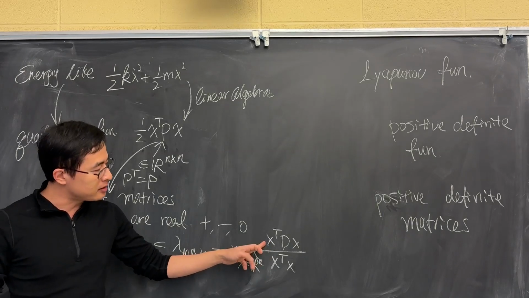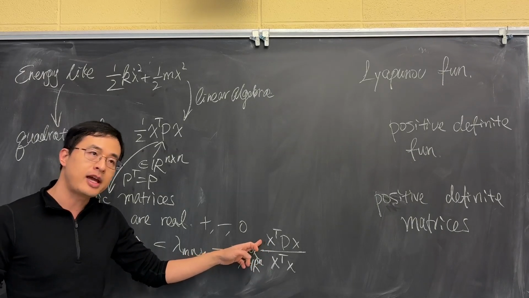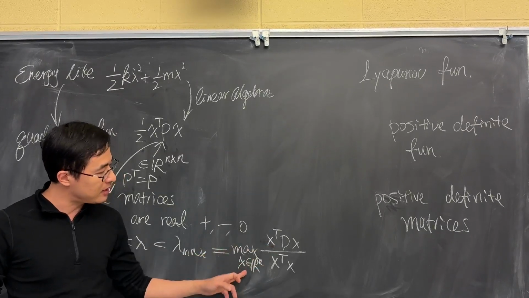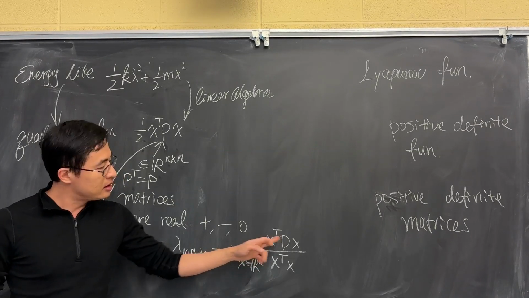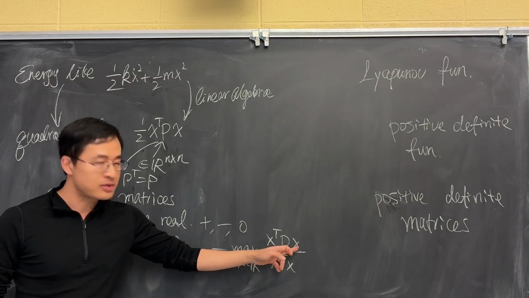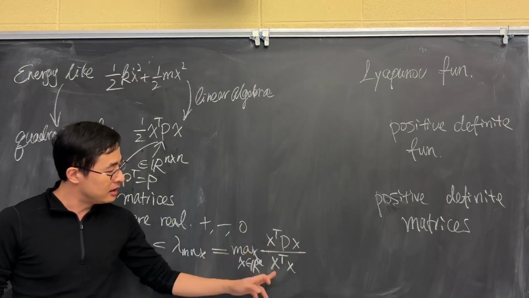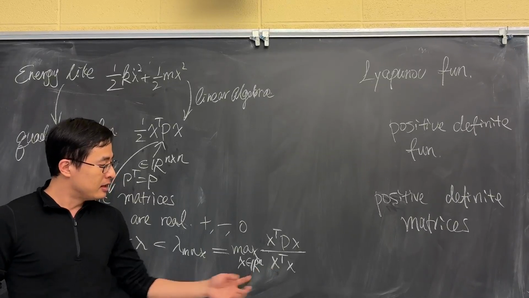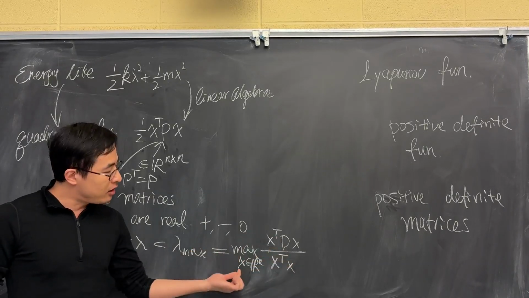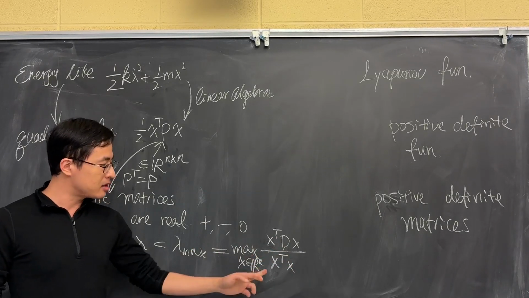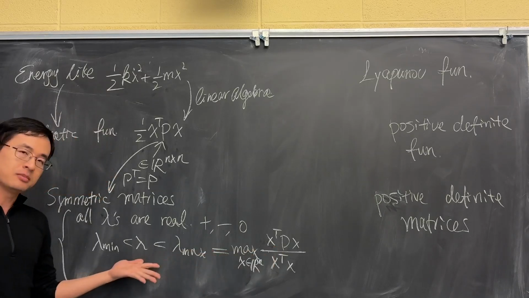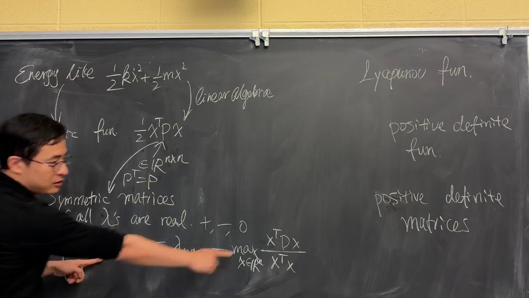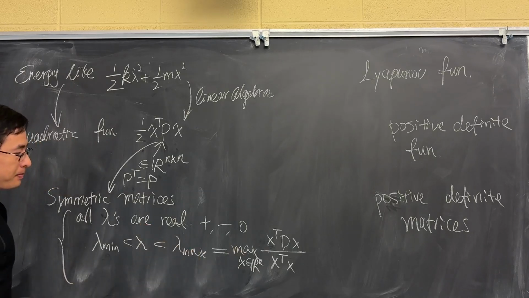The top part obviously is a scalar. It's x transpose, a row vector if x is a column vector. Row vector times the matrix times a column vector is a scalar. This is a magnitude of this vector over here. Try all the possible x. The maximum of this product will be the maximum eigenvalue over here. And same thing for the minimum, you just replace max with min.